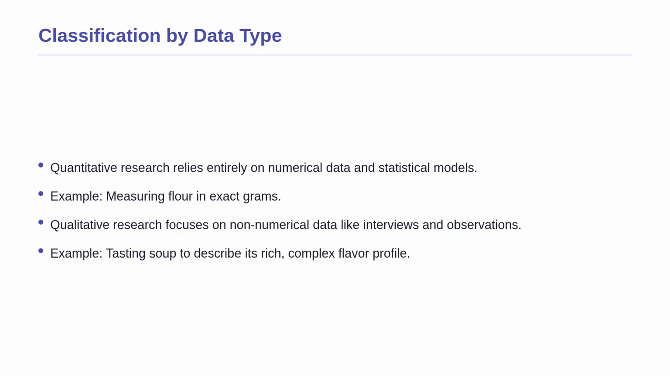Moving beyond our objectives, we also divide research by the type of data it uses. Think about how you evaluate your cooking. You might measure your flour in exact grams, which represents quantitative data. Quantitative research relies entirely on numerical data and statistical models. On the other hand, you might taste the soup to describe its rich, complex flavor profile. This represents qualitative research, which focuses on non-numerical data, like interviews and observations, to deeply understand human behavior and experiences.